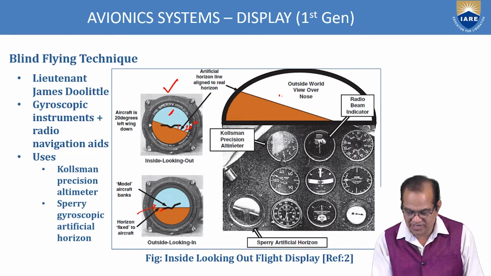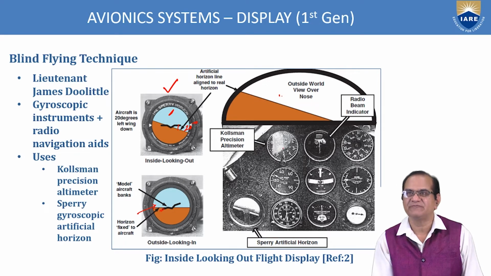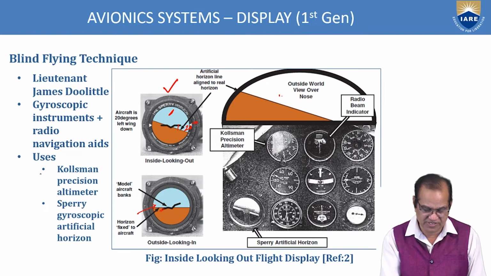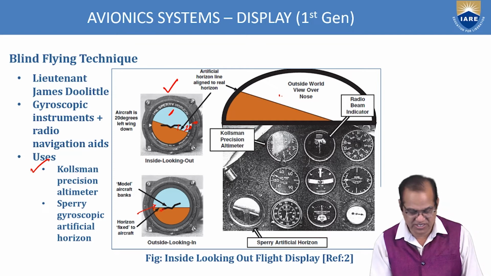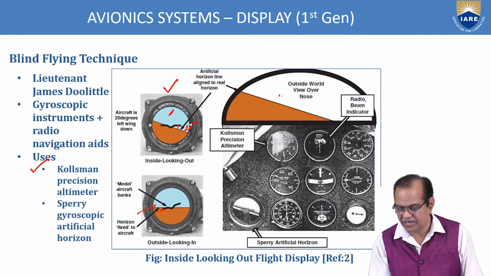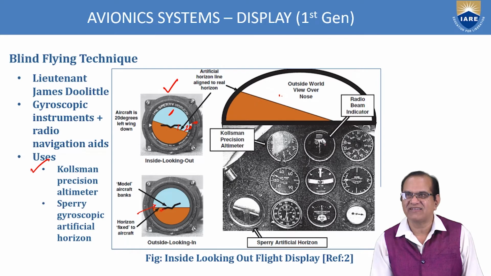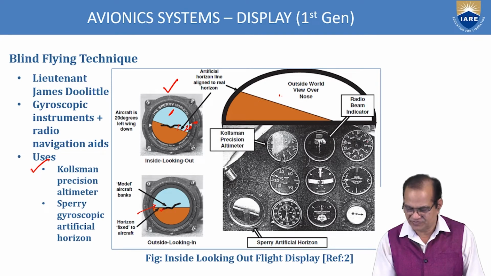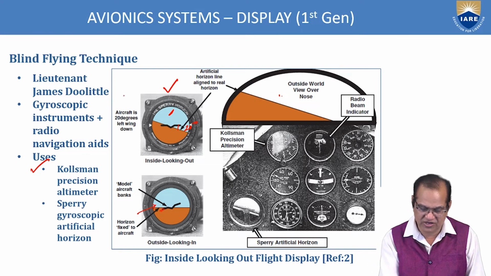Here is Coleman's precision altimeter. Coleman's the first person who has made this altimeter. And also we have the radio beam indicator. It is a radio equipment which shows the navigation path of the aircraft. And Sperry artificial horizon. This you can see, it is an artificial horizon.